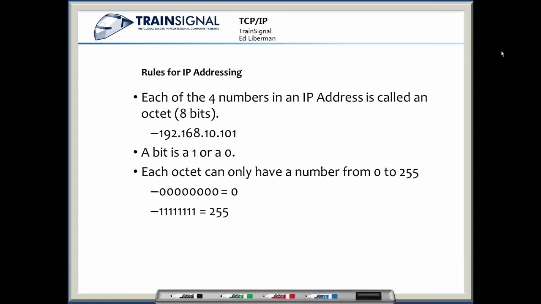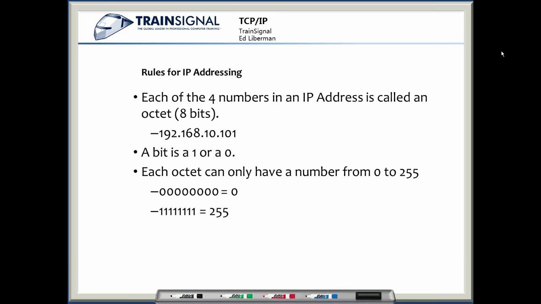Now, there are some rules when it comes to IP addressing, and we're going to see this come up a couple times here. Some of this stuff won't fully be explained until we get to the second time, but right here we have some rules. Each of the four numbers in an IP address, right, because we have 192, 168, 10, and 101, that's four different numbers with a dot in between them, right? Each one of those four numbers is actually called an octet.